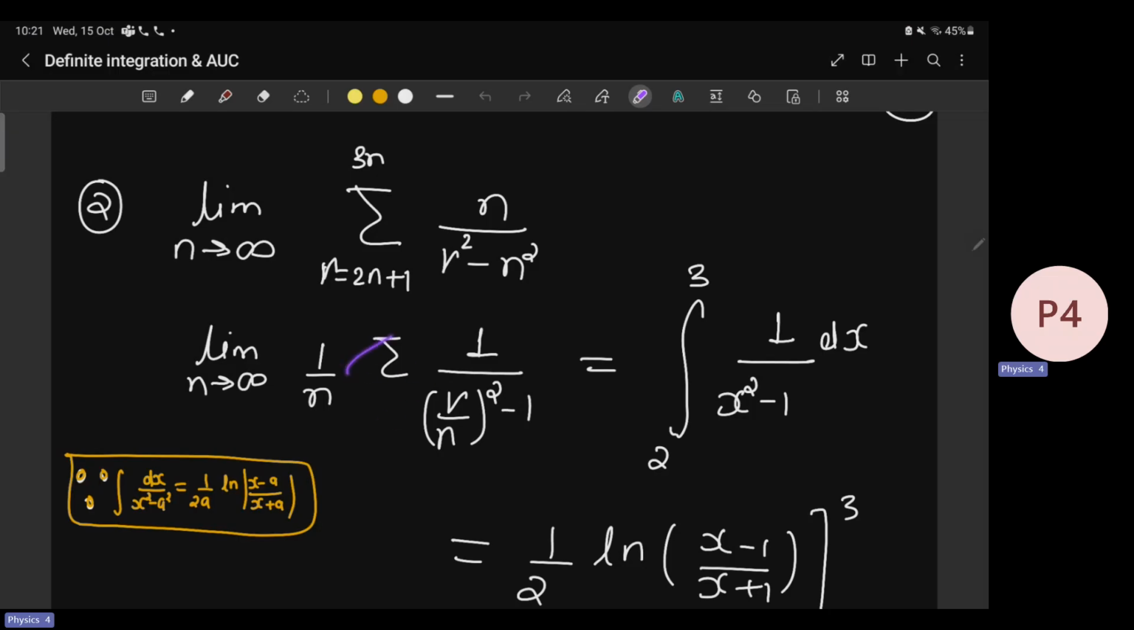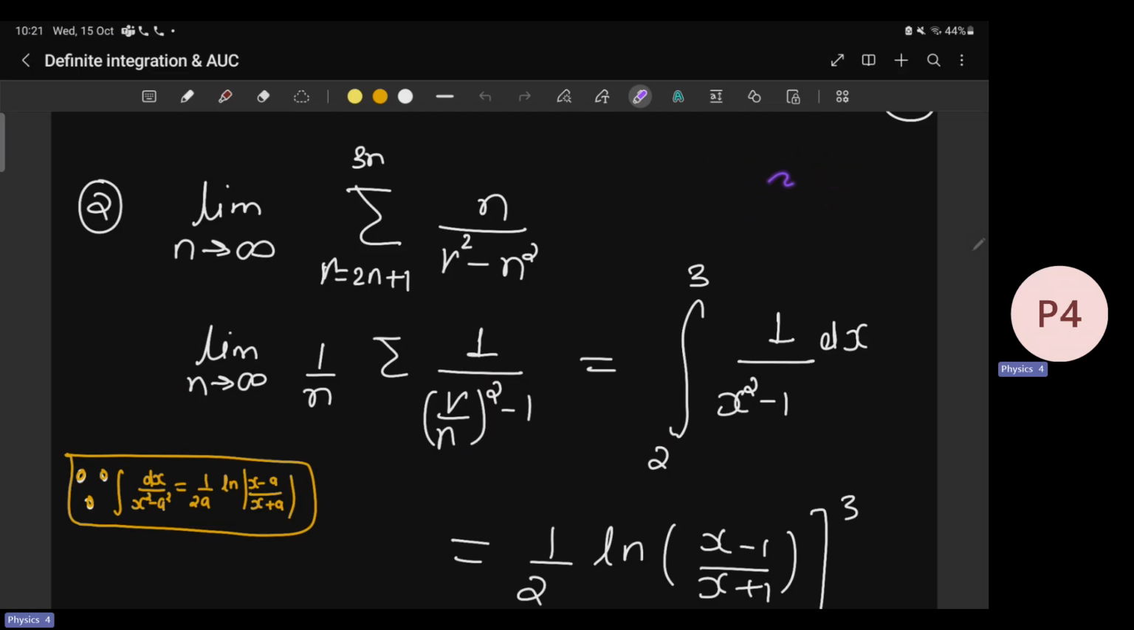Now we can convert this into integration form. 1 by n is replaced as dx. The limit is replaced as integration. r by n is replaced as x. So integration of 1 upon x square minus 1 dx. Now we can find out the limits. r upon n is equal to x. So when r is equal to 2n plus 1, upon n, as n approaches infinity.